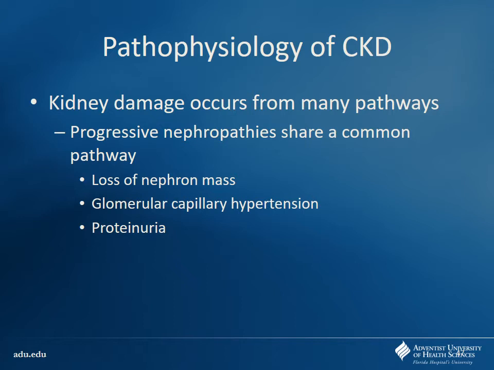ACE inhibitors or ARBs, right? Because it's going to be really important to prevent that remodeling that occurs over time, where they lose a lot of nephron mass and all of that.